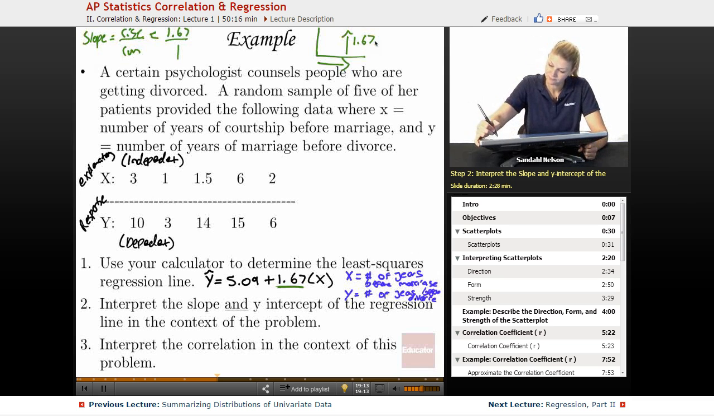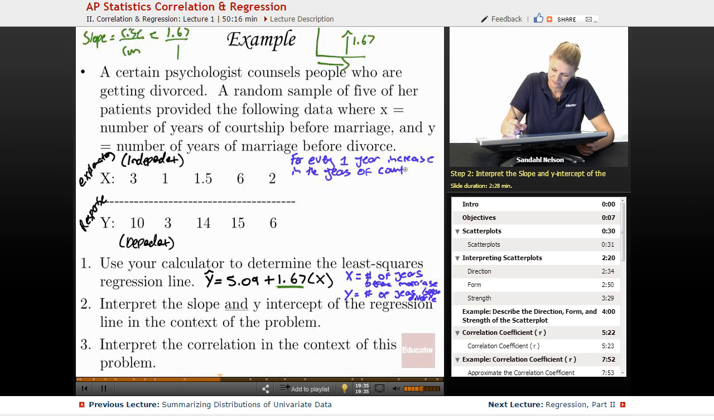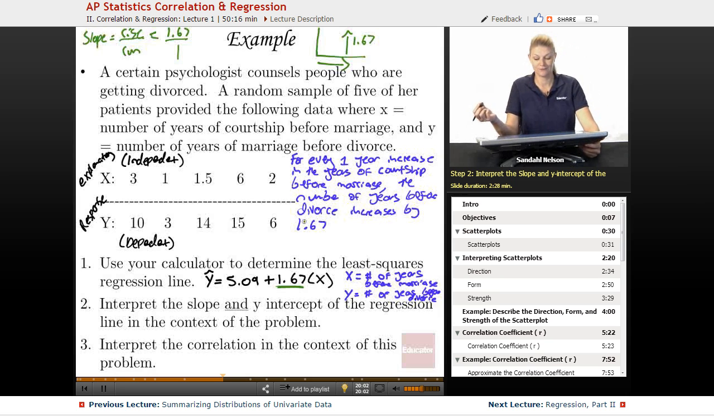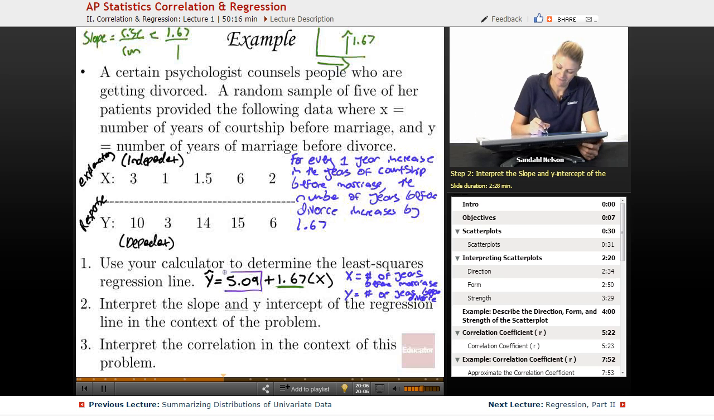So what that means in the context of the problem is that for every 1 year increase in, let's say, the years of courtship before marriage, the number of years before divorce increases by 1.67.